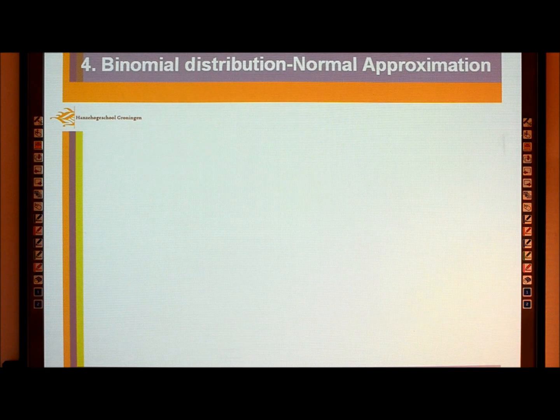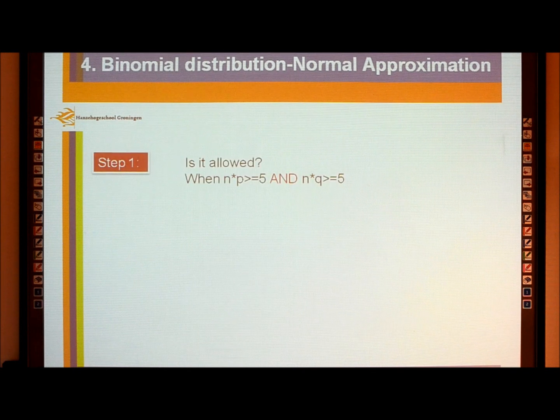After we have known binomial, Poisson, and normal distribution, we will go further to look at how to convert binomial distribution into normal approximation. The first step is to check whether n, your sample size, times p is larger than or equal to 5, and at the same time, your sample size times q is larger than or equal to 5. If both conditions are met, then you can say we can use normal approximation. If one of the conditions is not met, then you will continue to use the binomial distribution.